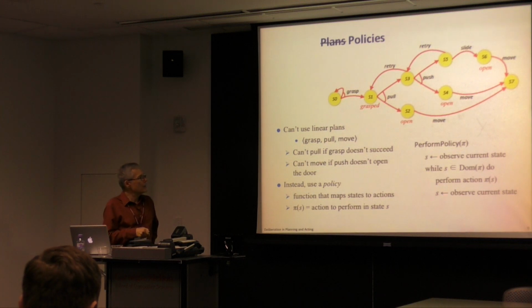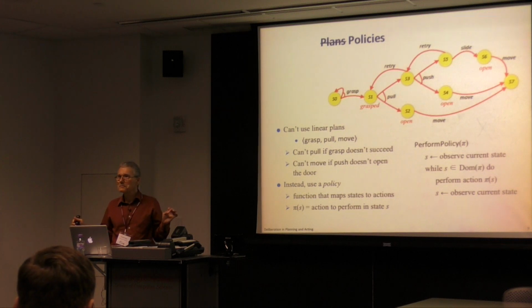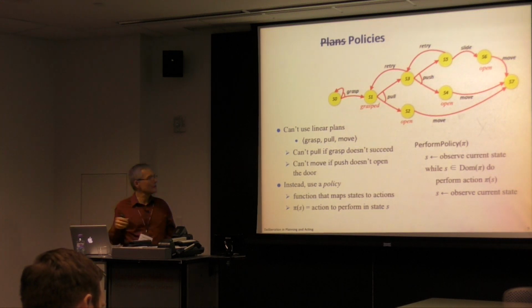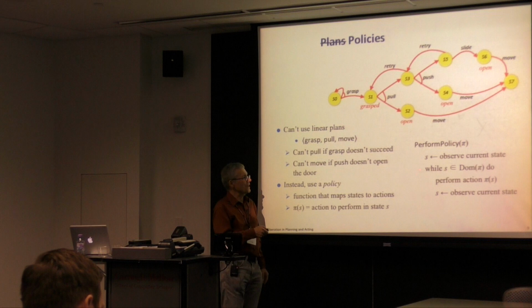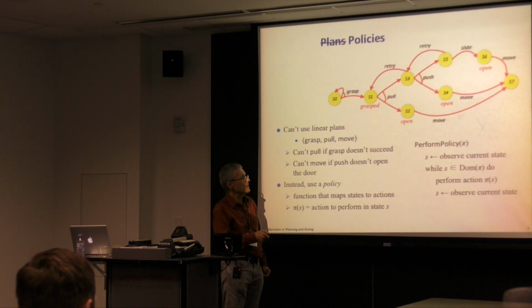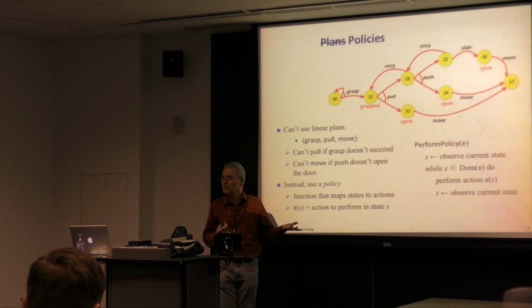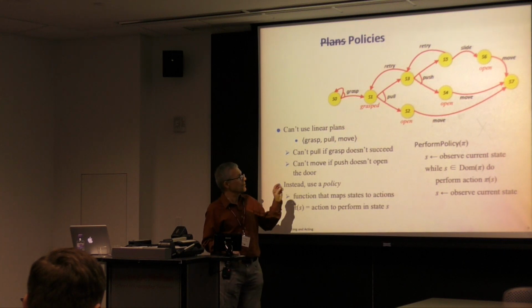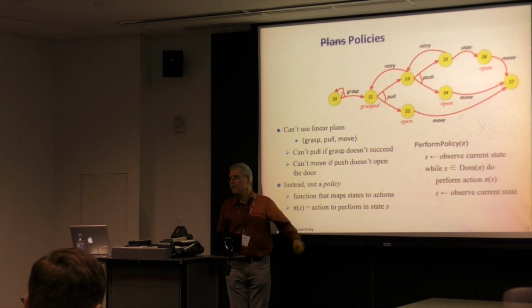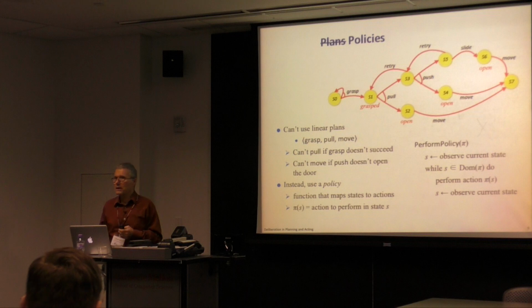And here is a procedure for performing a policy. Remember the run look ahead? This is kind of like run look ahead. Look at the current state. While you have a state that is in the domain of your policy, you perform whatever action the policy says to perform. Look at your new current state and then keep going around. So if you put a call to a planner outside of that, then you basically have run look ahead.